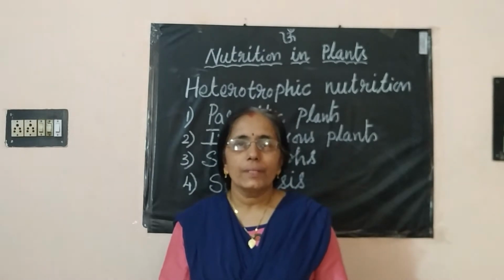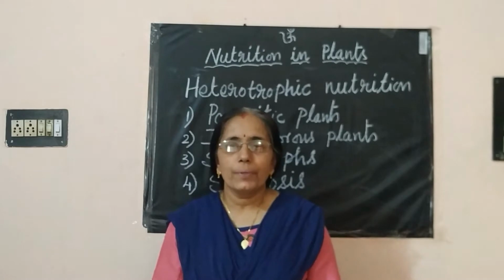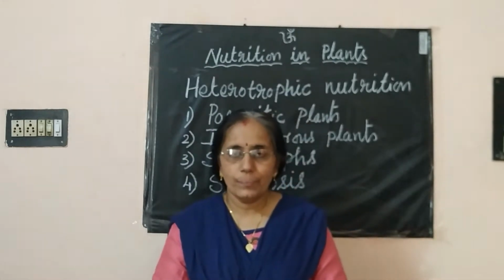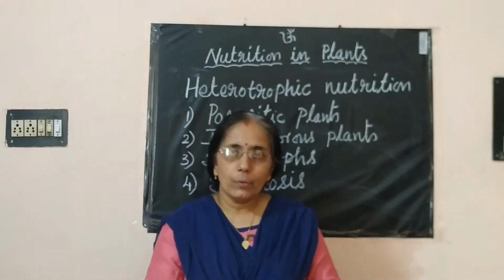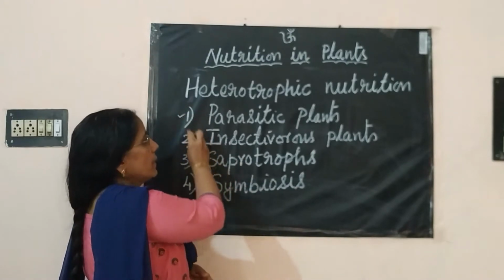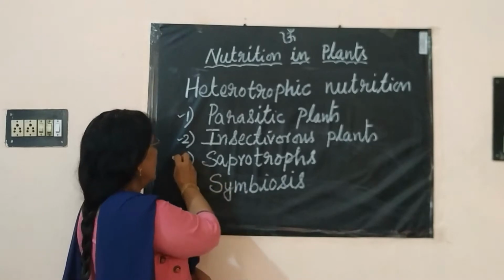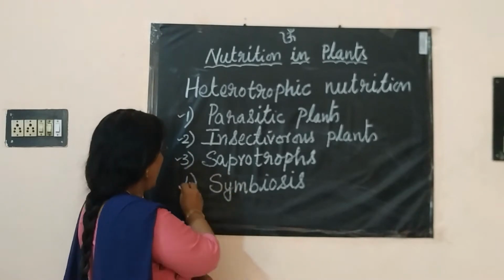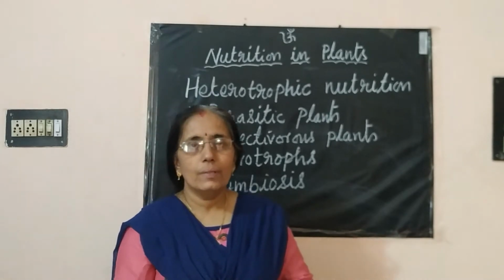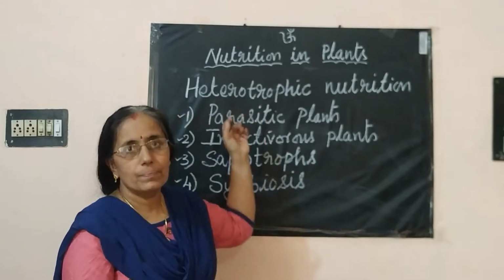Today we will study the second part of Chapter 1, Nutrition in Plants, that is heterotrophic nutrition. In this topic we are going to study parasitic plants, insectivorous plants, saprotrophs and symbiosis. So let us start with parasitic plants.